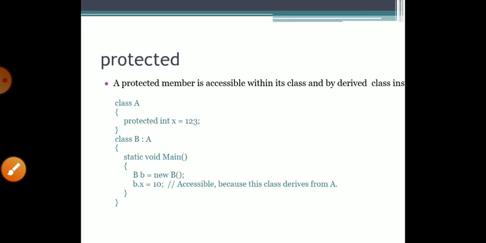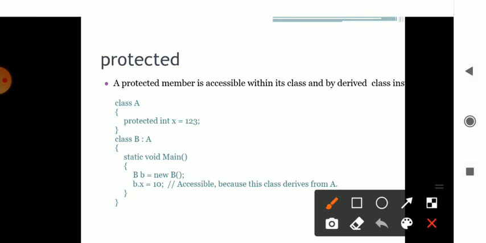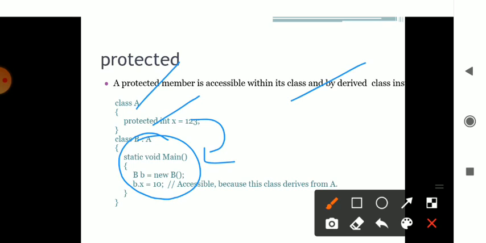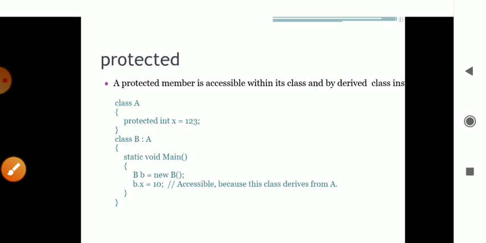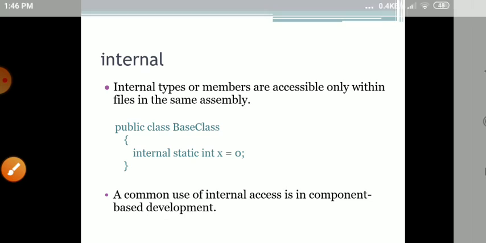Protected is accessible within the class, and any of the derived classes can access the data. For example, here we have protected int x, which is accessed here in class A, and it is also accessed in class B. This class, and even the derived class, can access the data, that is int x. Protected means that class plus the derived class can access it. No other class can access.